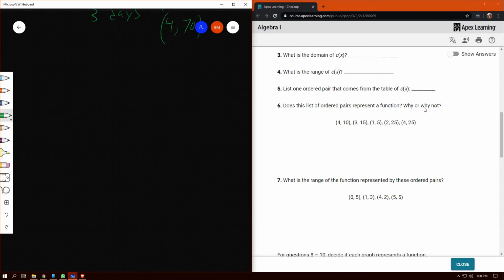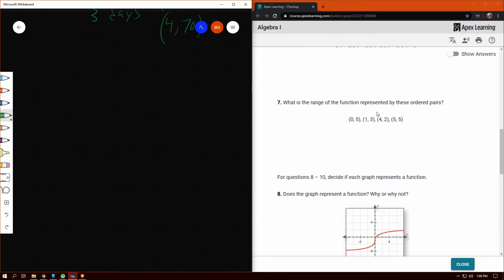These ordered pairs do not represent a function because one of the independent variables, the 4, is matched up to more than one dependent variable. If it was just matched up to 10, we were fine. If it was just matched up to 25, we were fine. Even if 2 was matched up to 25, that's fine. I don't care. But because the 4, the x value, had 2 different y values, that makes it not a function.